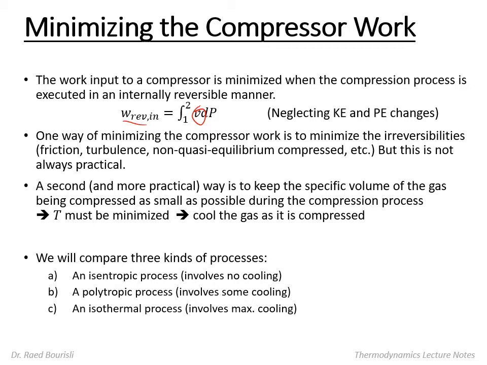So if you neglect the kinetic and potential energy changes, this reversible work reduces to the boundary work. One way of minimizing the compressor work is to minimize the irreversibilities, of course. No friction, make it as smooth as possible, no turbulence, no non-quasi-equilibrium processes. You minimize all of these. But this is not always very practical. There's a limit to how smooth we can make the parts, or how slow we can make the flow, or how slow we can make the compression. So there is a limit to all of that.